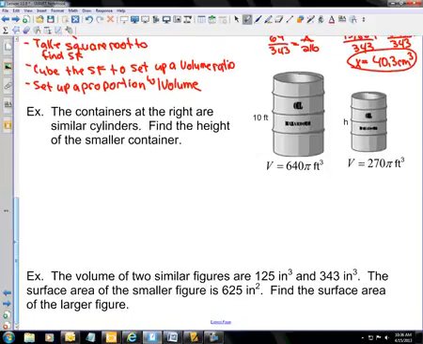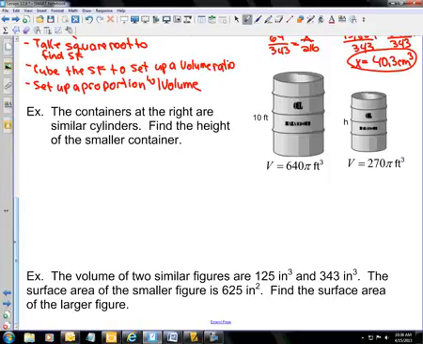The containers at the right are similar cylinders. Find the height of the smaller cone. So now disregard the fact that it's a 10-foot oil barrel. That's pretty big. Now, your height and your scale factor are proportional. So instead of using scale factor, I can use height as well. It's not going to make any difference.